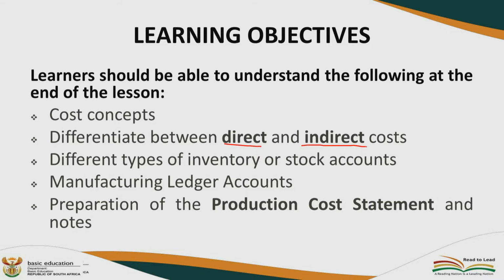Here's one thing that you also need to know by the end of this class. You should be able to differentiate between the types of inventories. All right? We are going to have different types of inventories in cost accounting. You should also be able to see the relationship between ledger accounts and the production cost statement, which we're going to prepare today. And you should definitely be able to prepare a production cost statement, all right? So the production cost statement should be prepared by the end of this particular lesson.